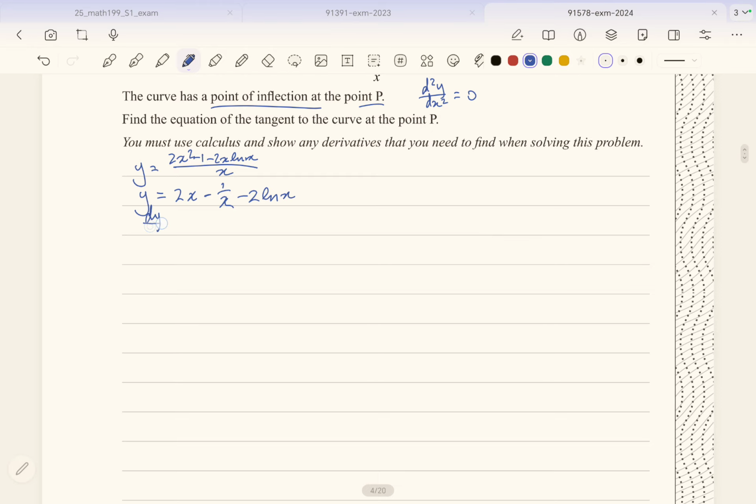So we get dy by dx would equal 2 plus 1 over x squared minus 2 over x. Negative 1 over x, if we differentiate that, becomes negative 1 over x squared, which cancels out with a negative here, becoming positive. And ln x differentiates to 1 over x, and multiplied by the coefficient 2, becomes 2 over x.